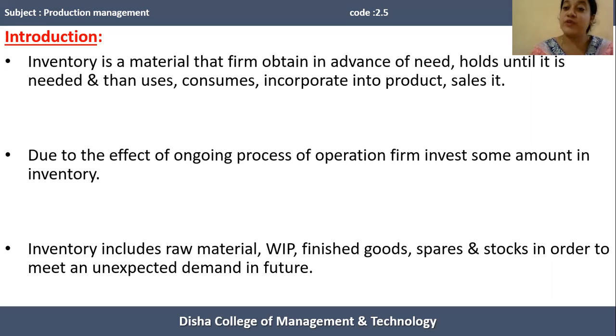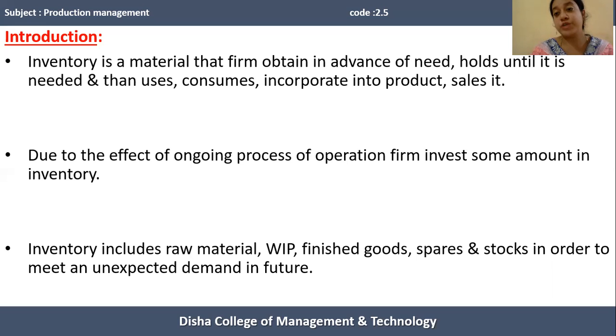Generally the firm procures these inventories before production starts and holds these items in warehouses, and after that whenever there is a requirement, the firm consumes these materials, and by using these things the firm manufactures a unique product, and after that the firm sells this unique product to the consumer.